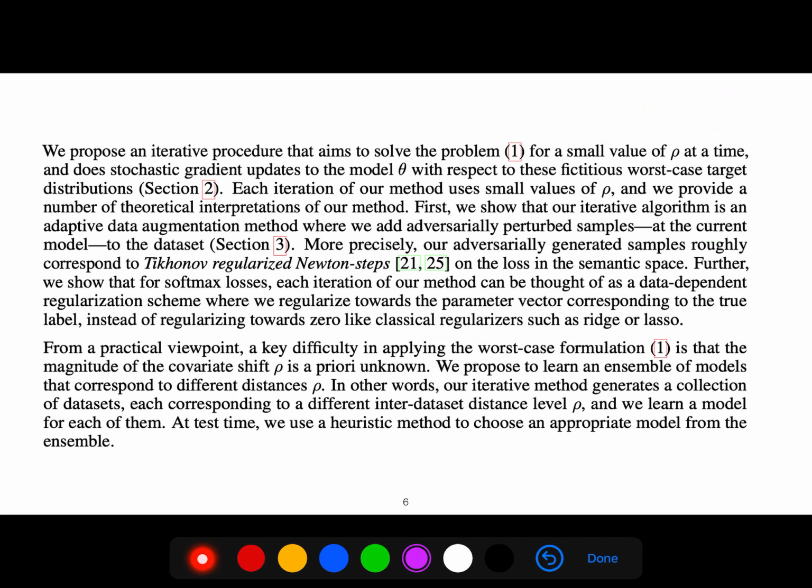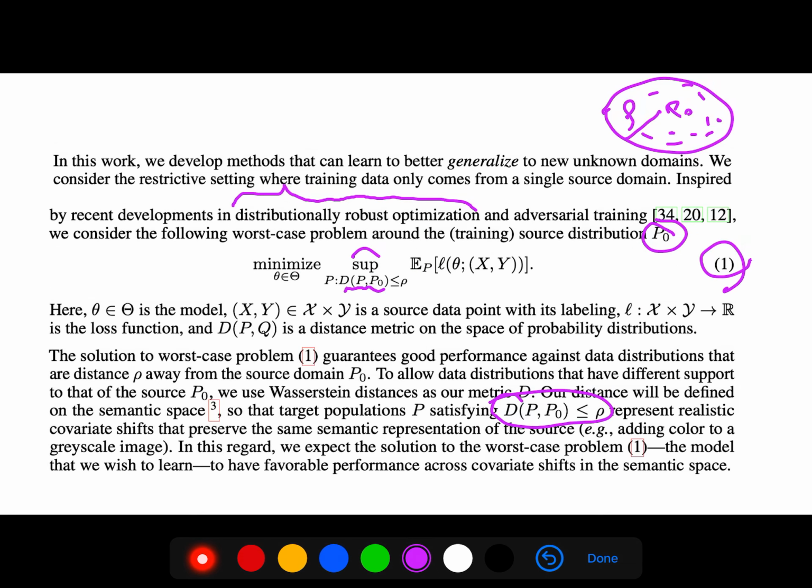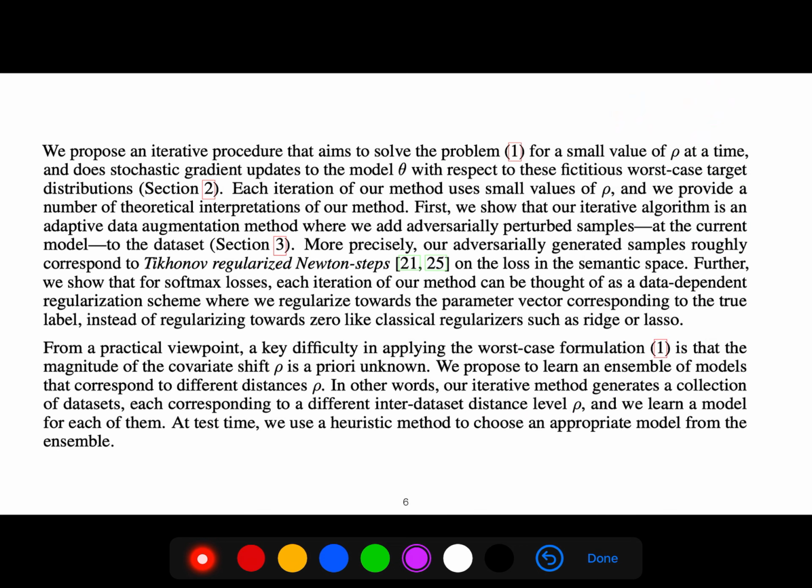So we propose an iterative procedure to solve this problem. We need an iterative procedure. Each iteration of our method uses small values of rho, and we provide a number of theoretical interpretations. First, we show that the iterative algorithm is an adaptive data augmentation method where we add adversarially perturbed samples at the current model to the dataset. Our adversarially generated samples roughly correspond to Tikhonov regularized Newton steps.